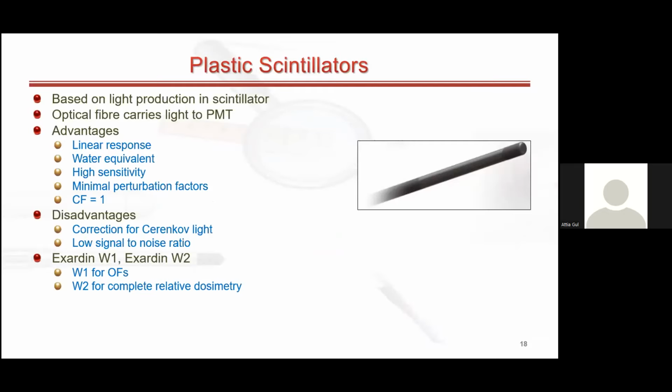Another detector for small field dosimetry is plastic scintillators. Its working is based on light production in the scintillator, and that light is carried by optical fiber to the photomultiplier tube that is placed outside the irradiation room, usually at the console area. What are the advantages of using plastic scintillators? It gives us a linear response. It is water equivalent, and it has a high sensitivity.